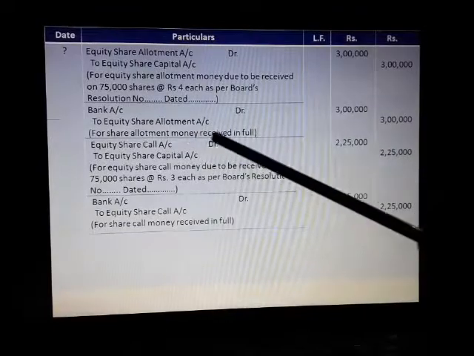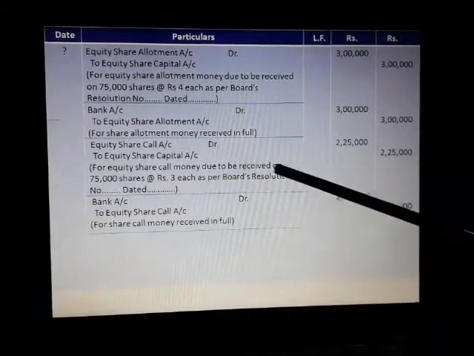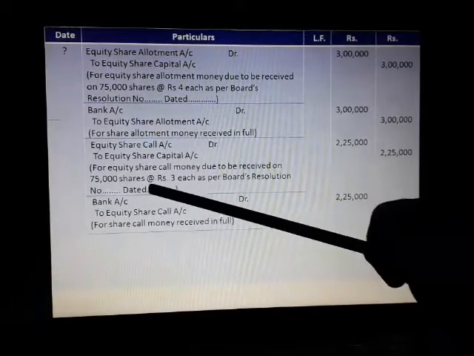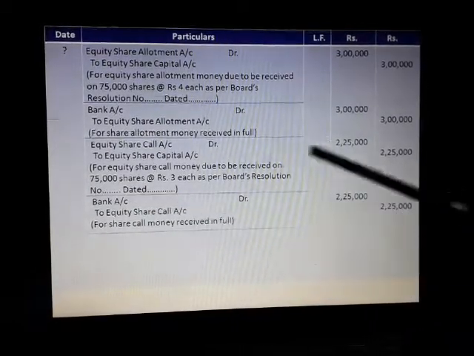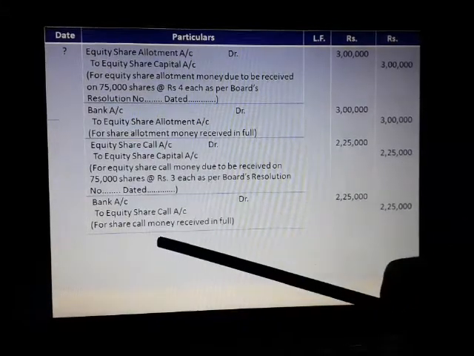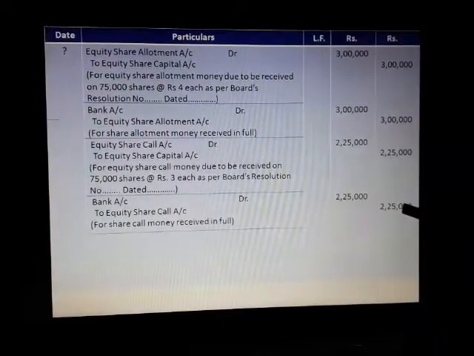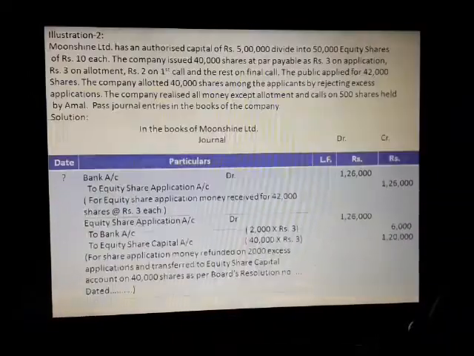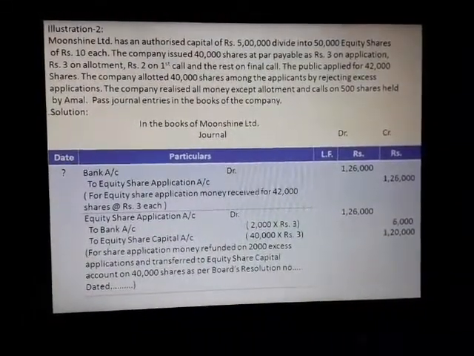So, equity share call account debit to equity share capital account, equity share call money due to be received on 75,000 shares at the rate rupees 3 each as per board's resolution number dated. So, 2,25,000. Now, the call money received in full, bank account debit to equity share call account 2,25,000. Now, come to the second illustration.